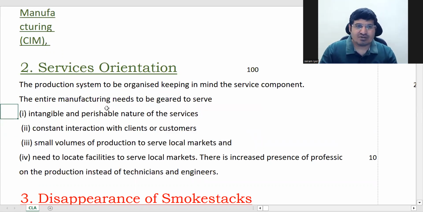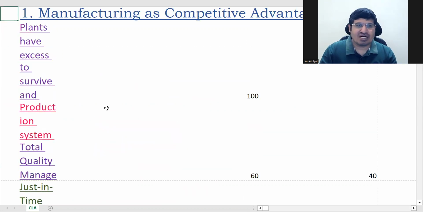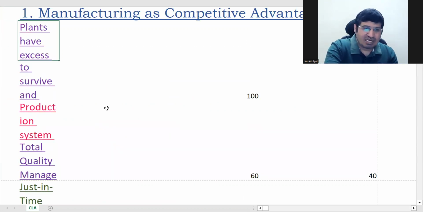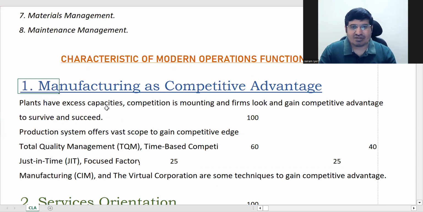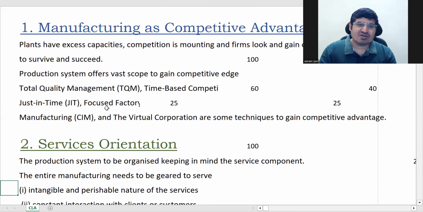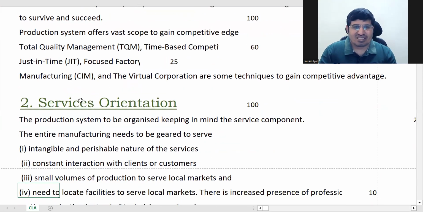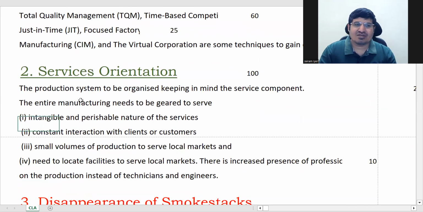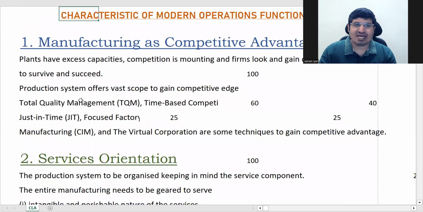The first one we studied was manufacturing as competitive advantage. See the bold portions. Manufacturing as competitive advantage, and in that you just have to give examples of your TQM, JIT, two or three things like that. Services orientation, so this is second. These are the characteristics of modern operation functions.